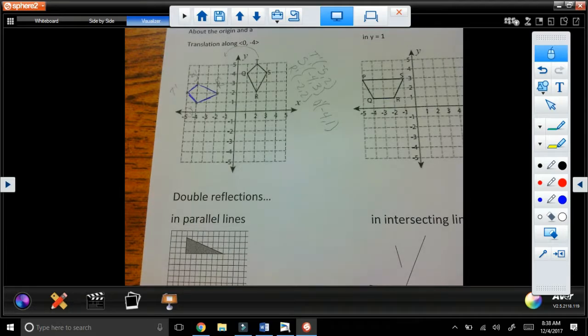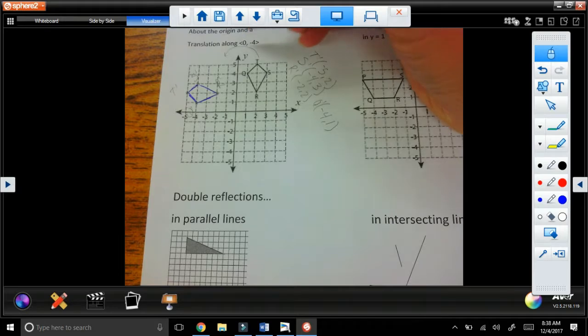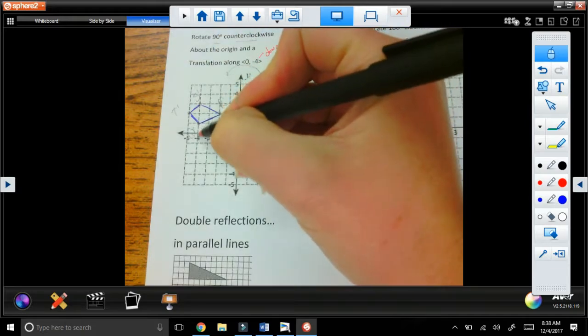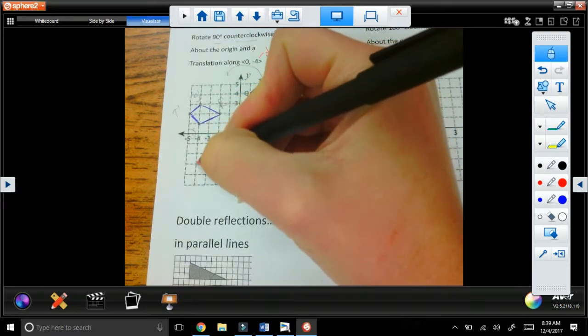Okay, so there is the first image. Again, this is not my final answer. I need to go through and do the next transformation. So that next transformation says I want to translate this along the vector 0, -4. So that means I'm not going left or right at all. I'm just going down 4 units. So I'm going to just take each one of those points and count down 4 units.